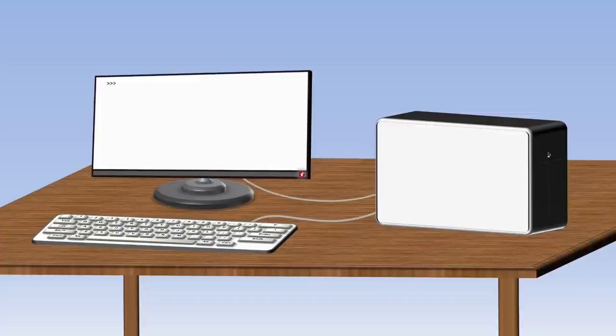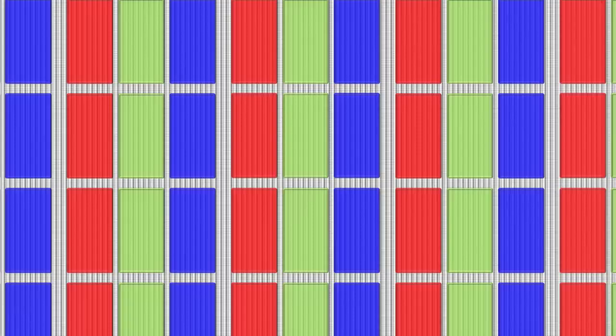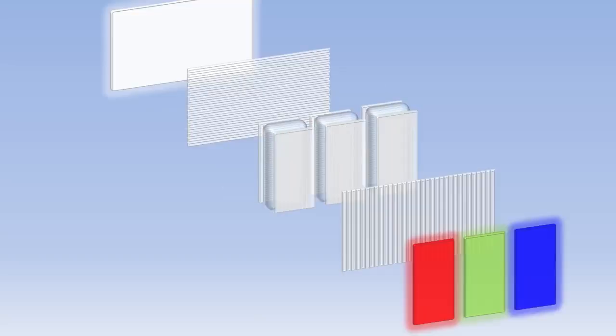If you were to zoom in on the monitor you are using to watch this video, you would see thousands of small red, green, and blue dots. 3 of these grouped together make up one picture element, or pixel for short. When you split up each pixel, you will see a backlight, 3 color filters, and polarizers.